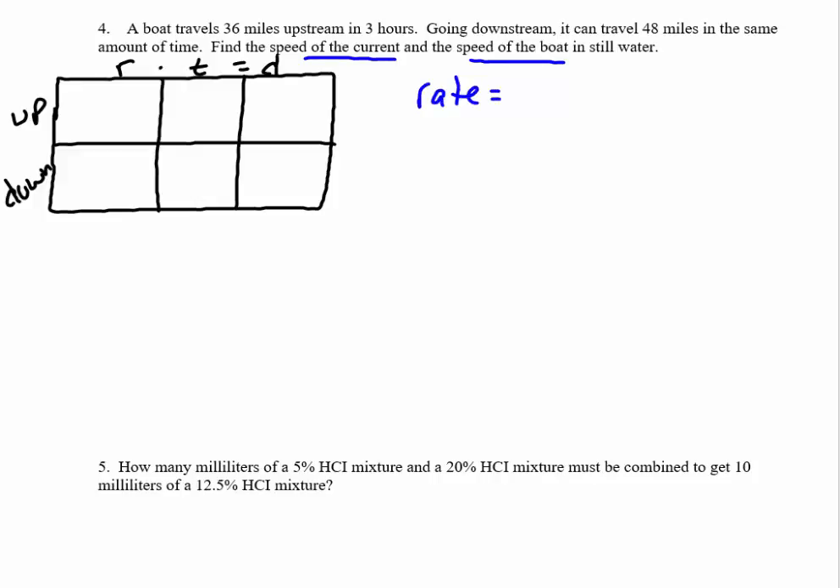Now, the rate is the current and the boat together. So which one should go first? You have to decide, should the current be first or should the boat go first? In the equation, the boat should go first because the boat should be able to go faster than the current, either upstream or downstream. So I'm going to let x equal the rate of the boat, and then I'm going to let y equal the rate of the current.